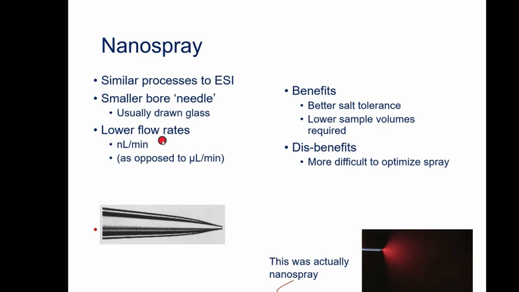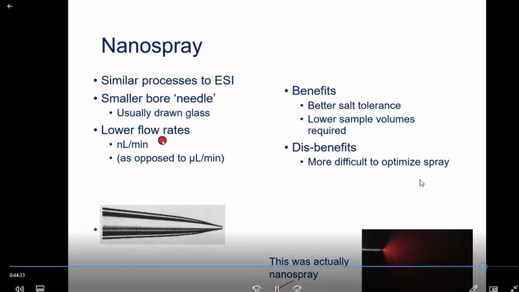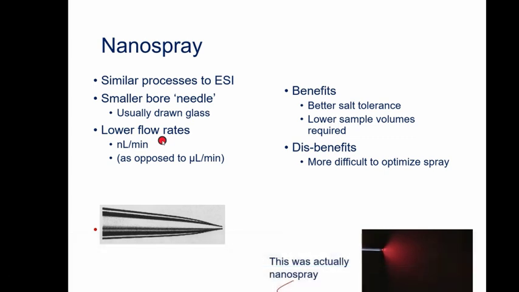And that means that if you can do fraction collection, for example, from an LC system, a few microliters would only last you a few minutes if you were directly infusing using electrospray, but that will be many hours with nanospray. And it will really give you a chance to optimize, for example, MS conditions. There are some other benefits. Nanospray has better salt tolerance, but there are some disbenefits.